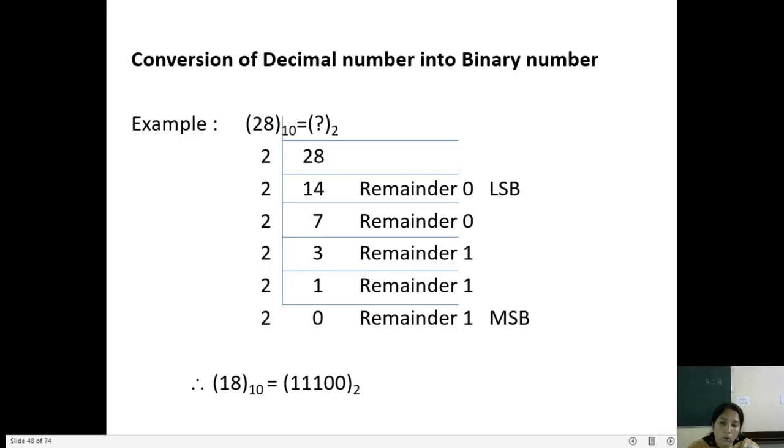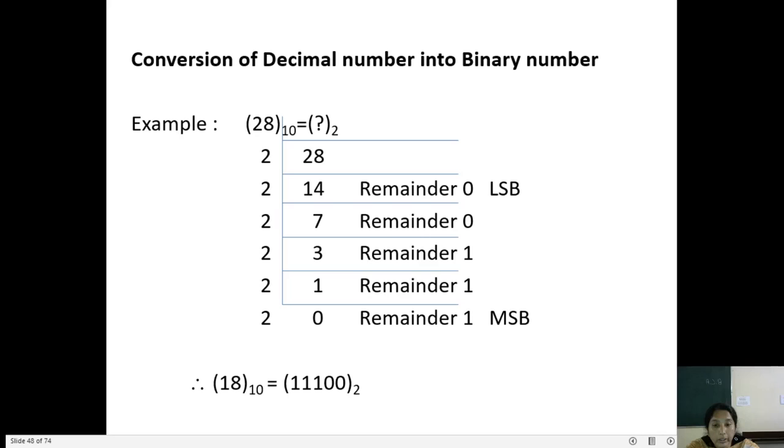And what will be the remainder? The remainder is 0 0 1 1 1. Now when I keep the result here, how do I want to keep it? I keep it from the bottom to top. So you can see 1 1 1 0 0. This is my output. Sorry, here there is a typing mistake. For 28 they have written 18.